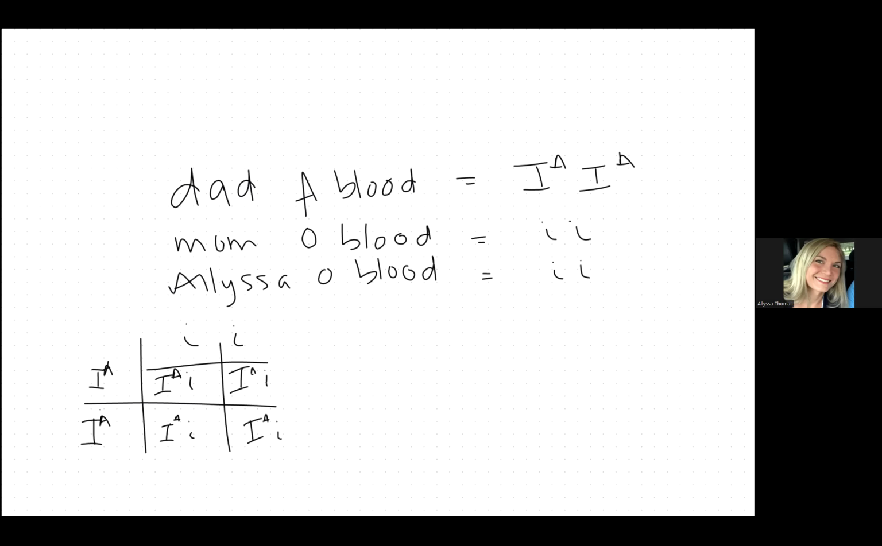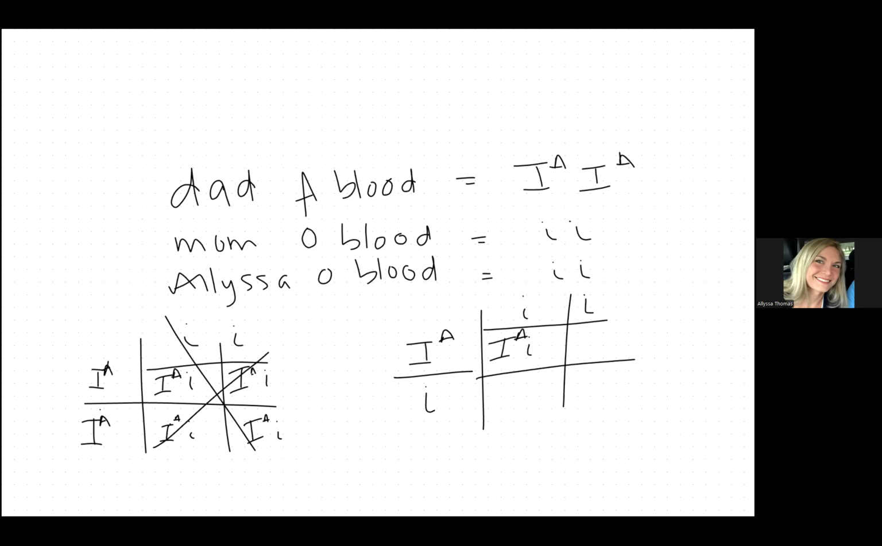So my dad had to be heterozygous. And you get mom. Because again, there was a chance that I could have A blood. But because dad and mom gave that little i, there would be a 50-50 shot that I could have A blood or a 50-50 shot that I could have O blood.